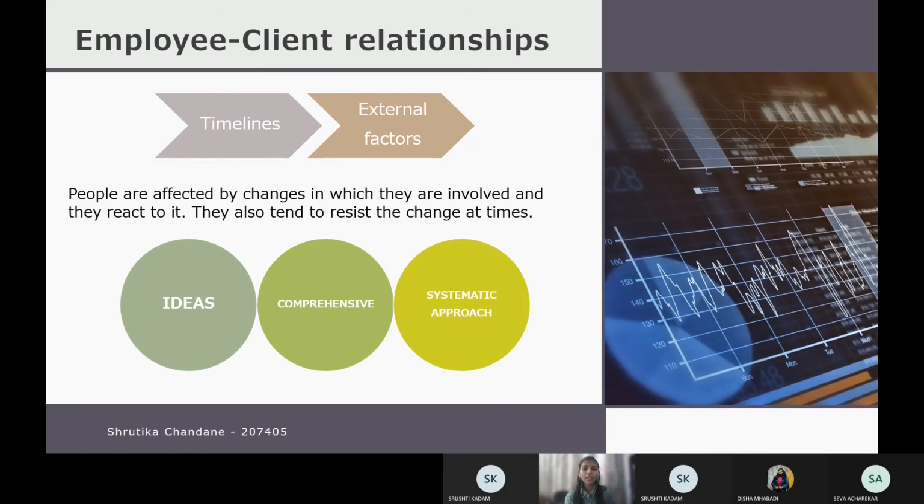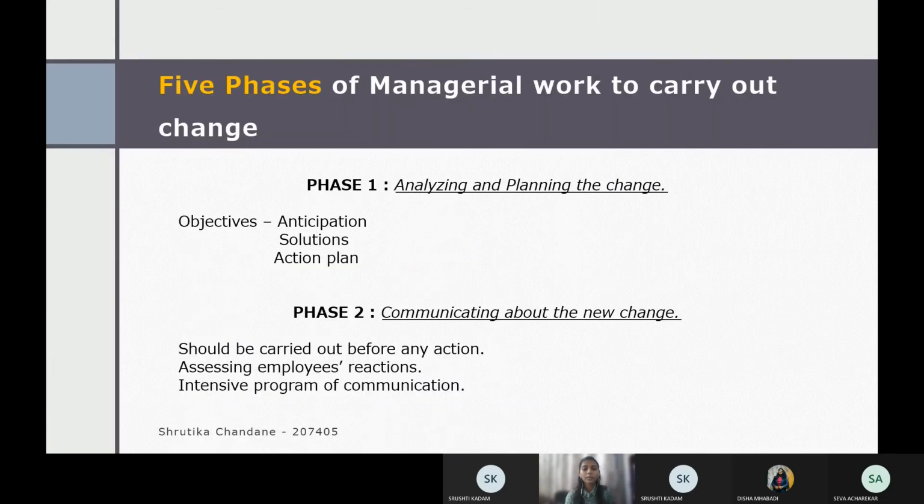Timelines are often influenced by external factors. People are affected by changes in which they are involved and they react to it. They also tend to resist the change at times. The five phases of managerial work to carry out any change are: Phase 1: Analyzing and planning the change. The first objective should be to anticipate the effects of the change and its impacts on those involved. The second objective should be to work out solutions to the important anticipated problems. The third objective should be to develop a tentative action plan to solve the problems.